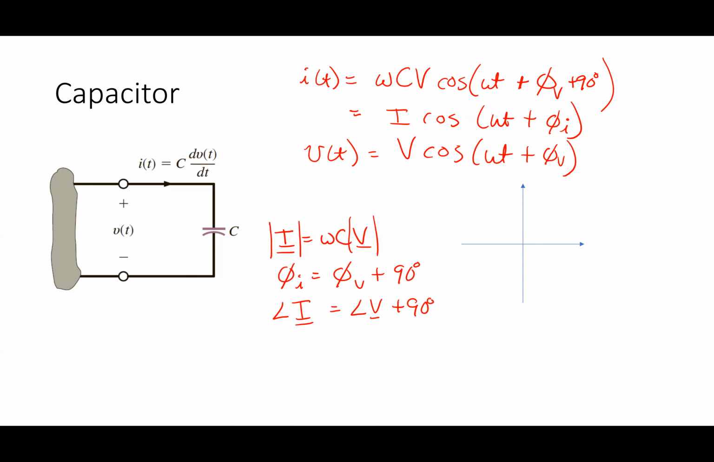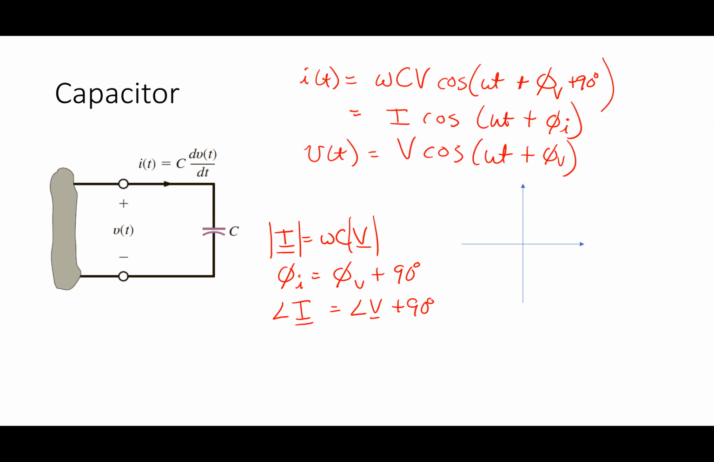The amplitude of this cosine is the magnitude of the phasor. The phase shift of the time domain waveform is the angle of the phasor, right? So I've got that the magnitude of I is equal to omega c times the magnitude of v, and the angle of I is the angle of v plus 90 degrees. So this is basically two equations here, right? This is an equation for the magnitude, this is an equation for the angle.